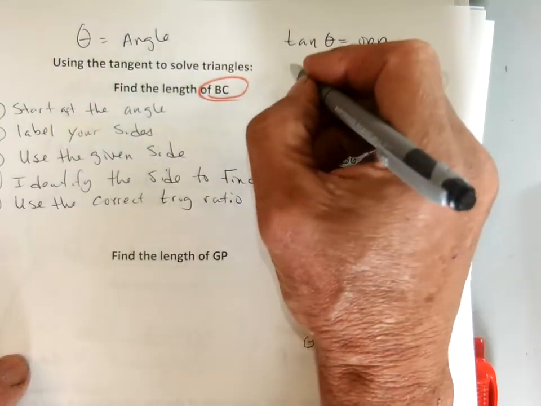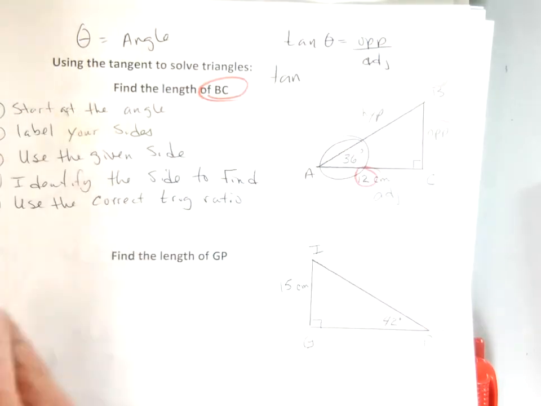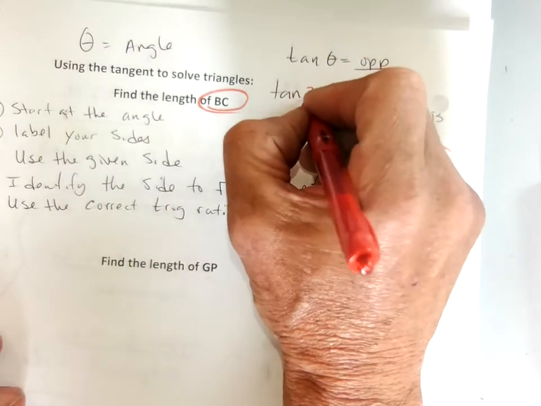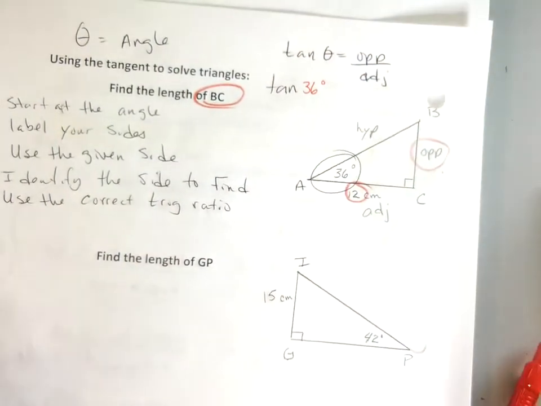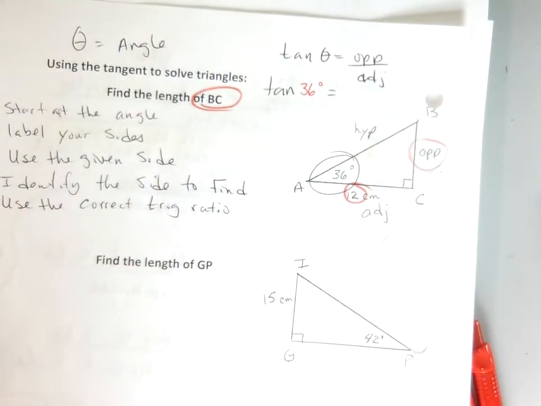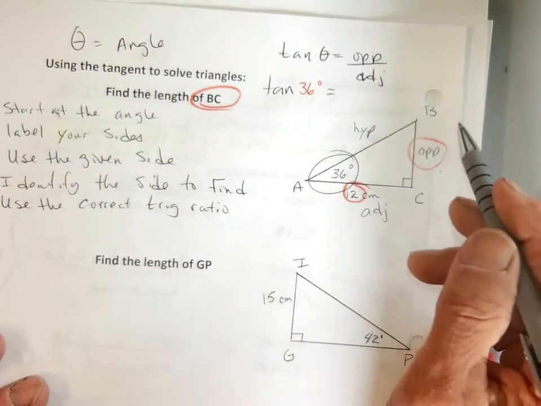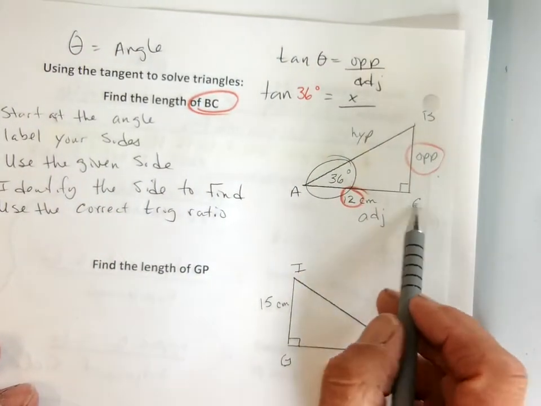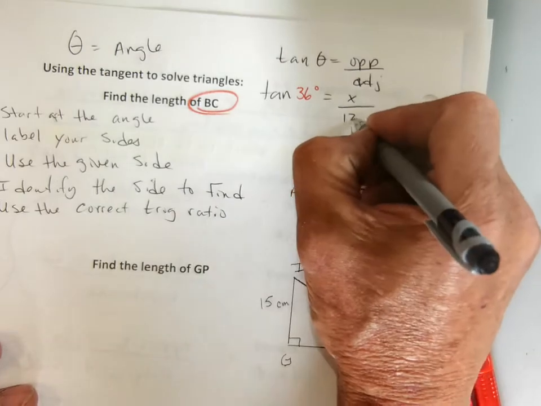So I'm going to go tangent 36 degrees equals my opposite, which I don't know what my opposite is. You want to call it x? You want to call it BC? What do you want to call it? X it is. Over my adjacent, what's my adjacent? 12. Good. Okay, now I can solve this.